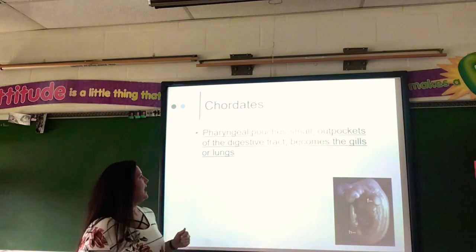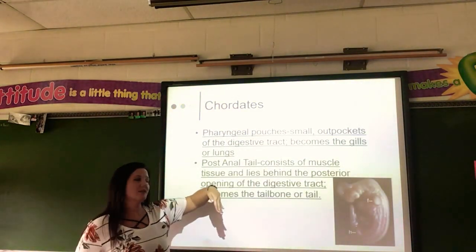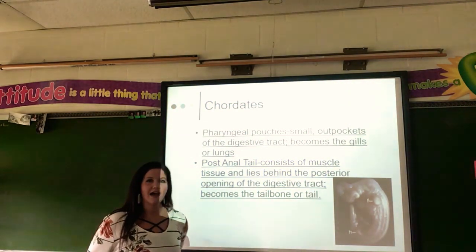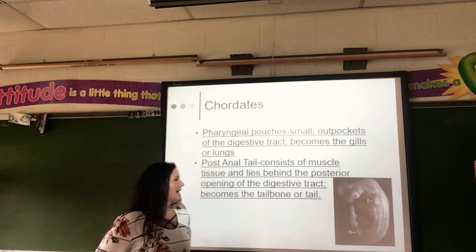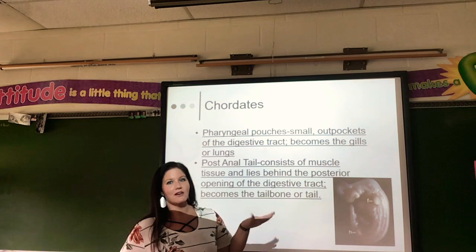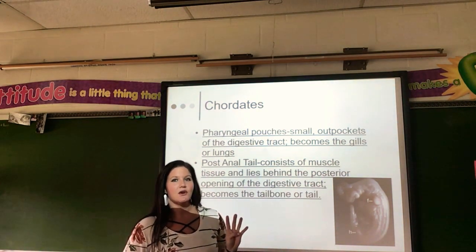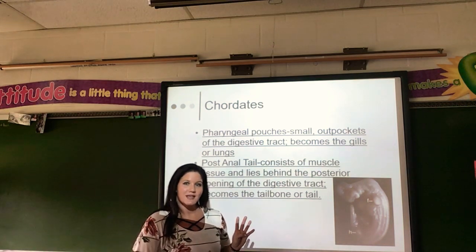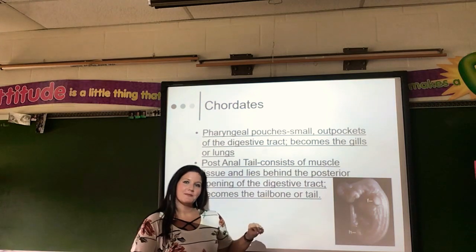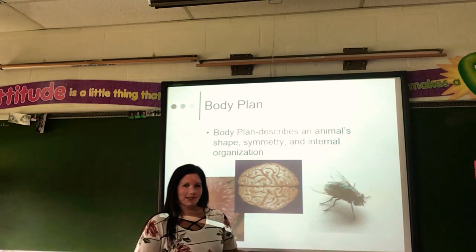A post-anal tail, in you, is your tailbone. It doesn't stay out. It curls under, and it doesn't feel real great if you hit it. In some things like your cat or your dog, it's going to be a tail that wiggles. So that's what the post-anal tail is. All four of those things are used if you are a chordate. If you have a backbone that turns into bone or cartilage, then you're called a vertebrate.